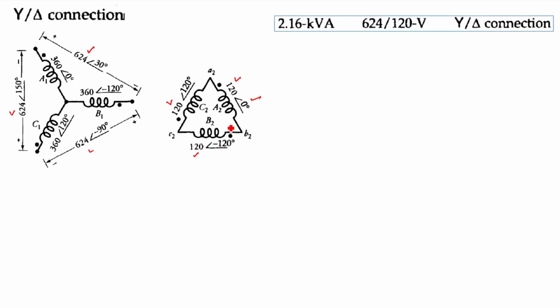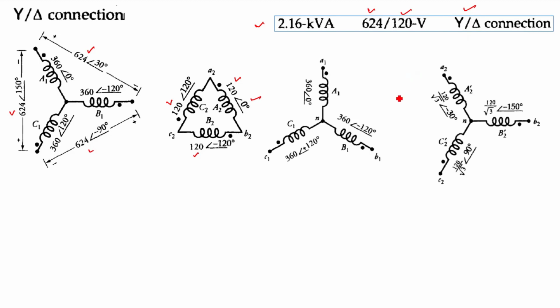Okay. So now the rating of this transformer will become 2.16 kVA, 624 to 120, because the line voltage across the star side is 624, and the line voltage across the secondary side is 120. So 624 by 120, it is the star delta connection, right? Okay. So now if we see the winding arrangement, already the winding arrangement is almost the same, right?